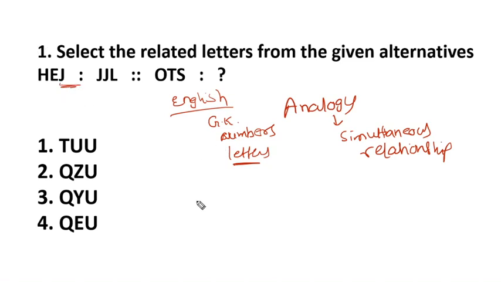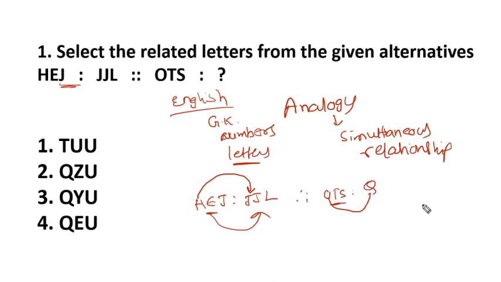See, HEJ is analogous to JJL. HEJ is to JJL, so that means OTS should be analogous to what? Whatever pattern this set follows should be implementable for the other set also. Generally, in HIJ, the first letter becomes J. Similarly, in OPQ, the first letter should be Q. That means you can eliminate option number 1.